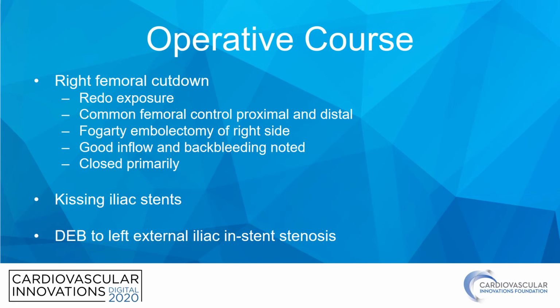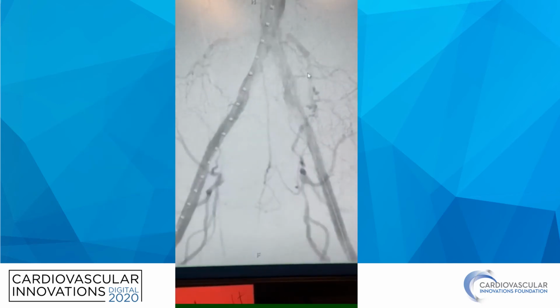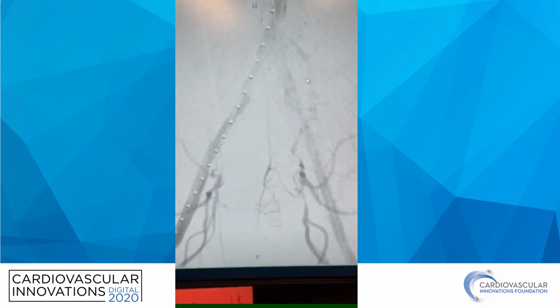Good pulsatile inflow was obtained, and actually decent back bleeding from the distal common femoral was noted as well. The artery was closed primarily. And then through the left arterial access, kissing iliac stents were placed, and drug-eluting balloon angioplasty was performed to the left iliac in-stent stenosis. Completion picture showed a persistent narrowing of that segment of the stent.